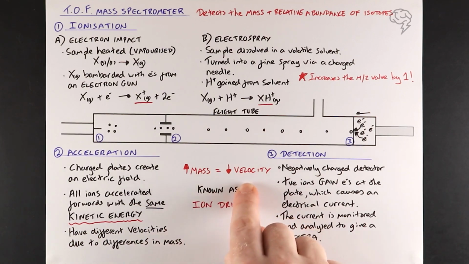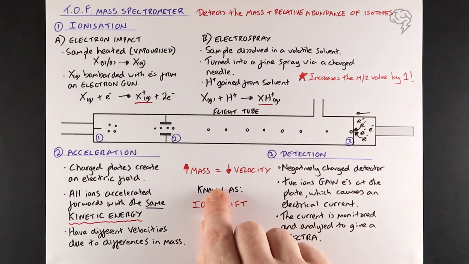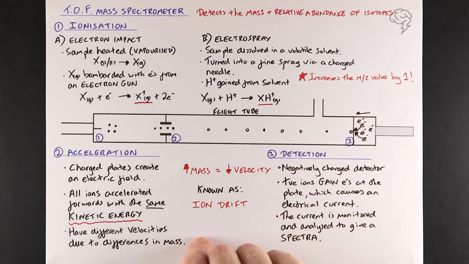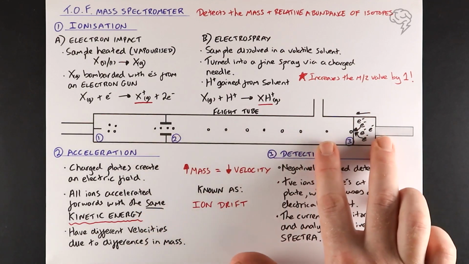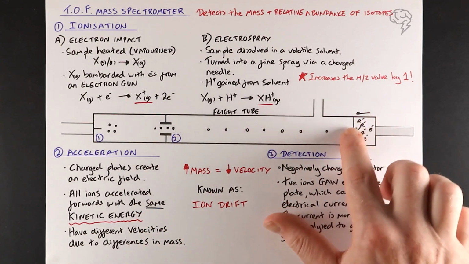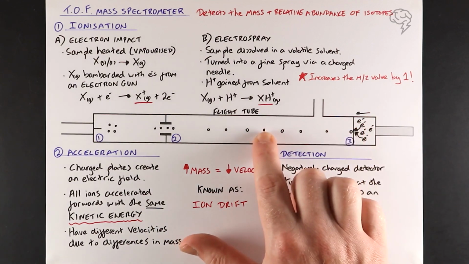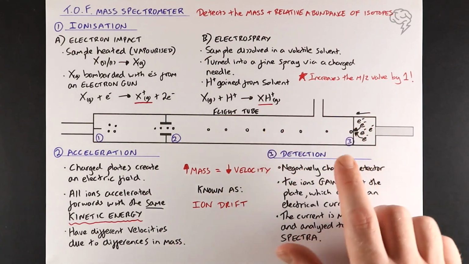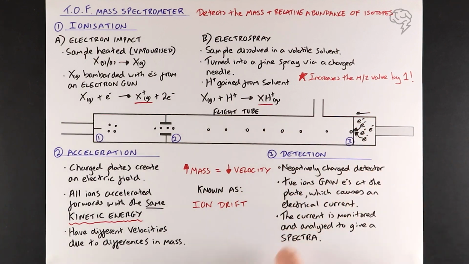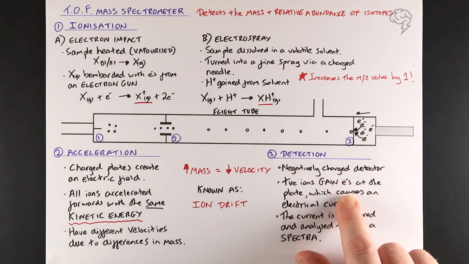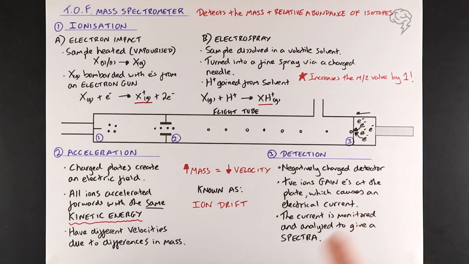Bigger the mass, the lower the velocity. Obviously, the inverse is true as well. Lower the mass, the greater the velocity. This is known as ion drift, as they get separated out along this long flight tube here. Lighter ones get there first, heavier ones get there last. Lastly, detection, negatively charged detector. As the positive ions gain electrons, they cause an electrical current. That electrical current is monitored.